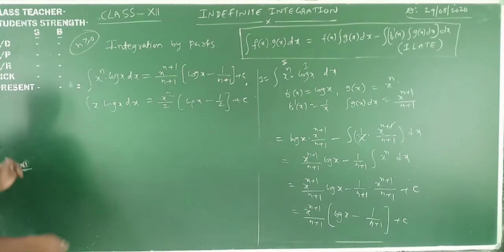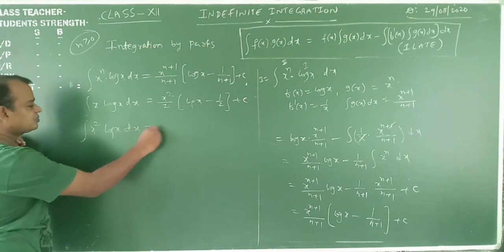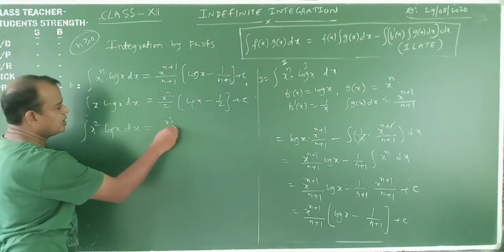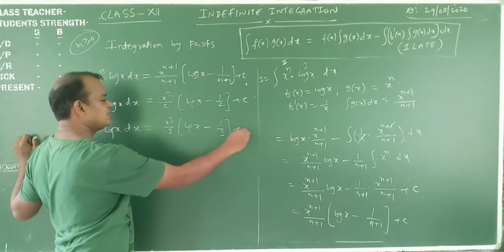Okay, my dear friends, now for example, integral of x square log x dx. n value is 2, so 2 plus 1 is 3: x cube by 3 into log x minus 1 by 3. Simple, observe that.